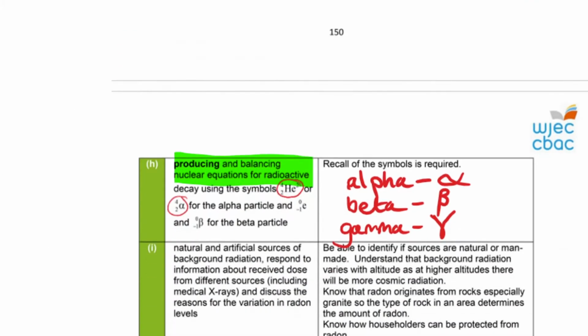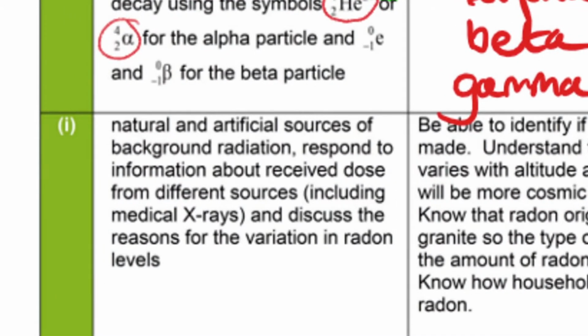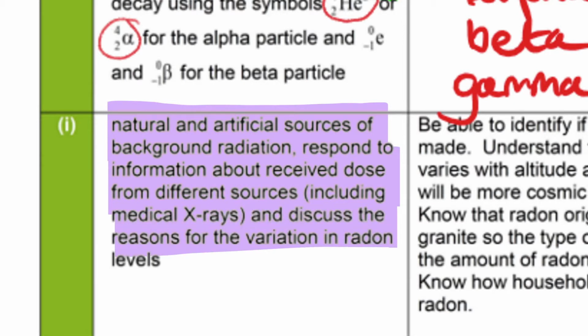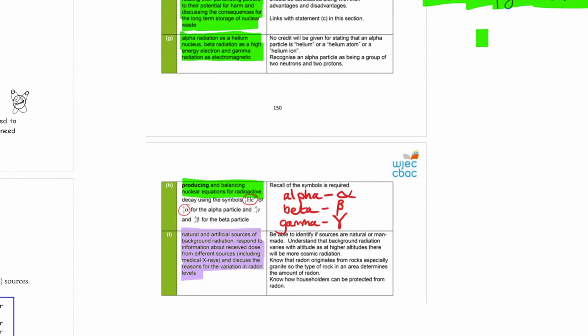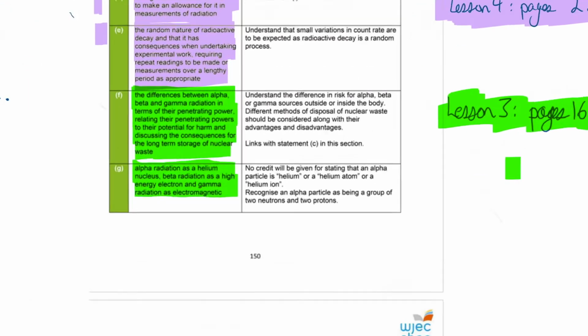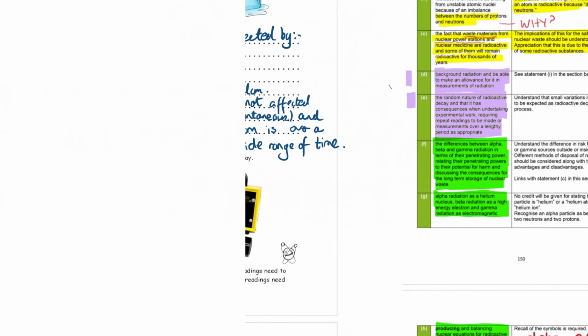And finally, we'll be learning about the natural and artificial sources of background radiation and discuss the reasons for the variation in radon levels. Obviously pause the video if you want a closer look at those learning objectives on the specification.